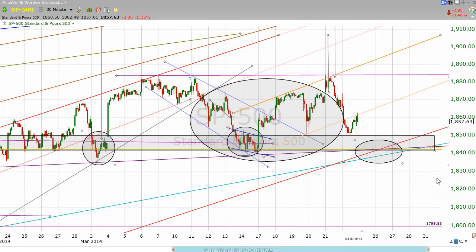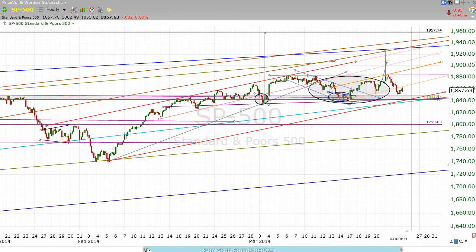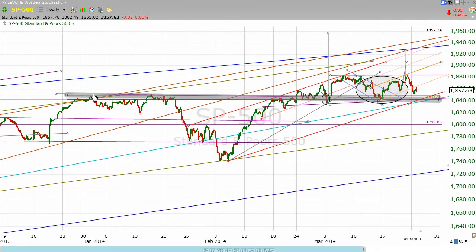But right now, if 1840 breaks, then I would think we're going to shed 40 to 50 points as a minimum target. However, if 1884 breaks, then I think that should set up a continuation move from our inverted and truncated head and shoulders pattern right here that points to about 1958. So this really could at this point go either way.